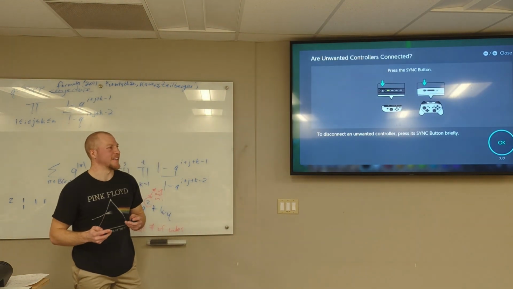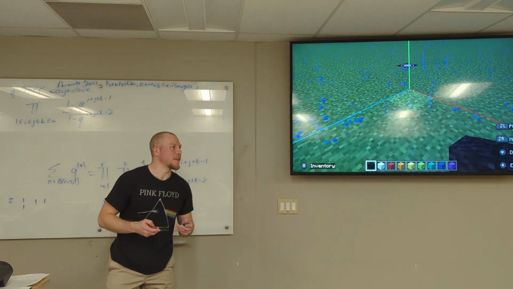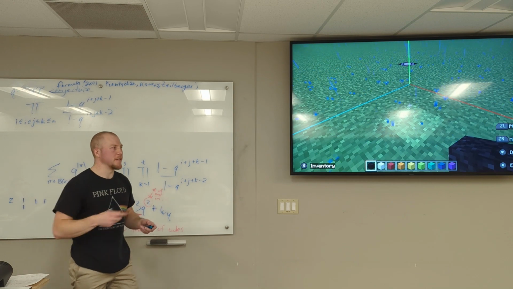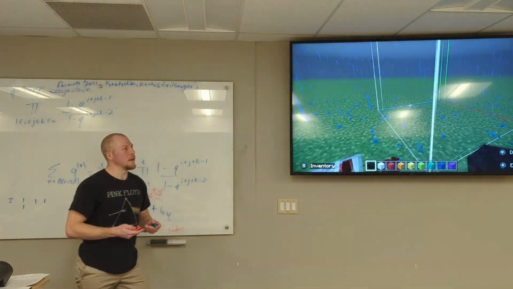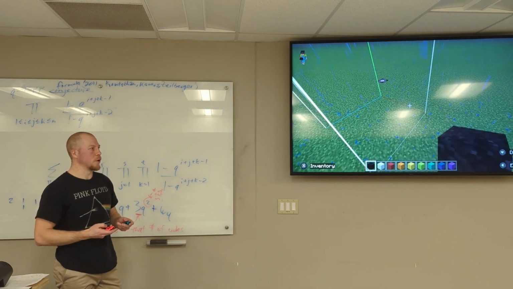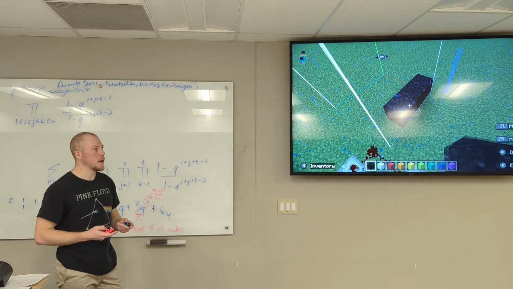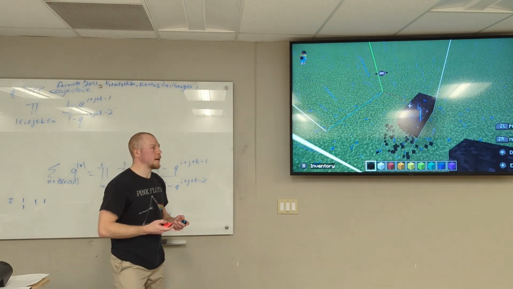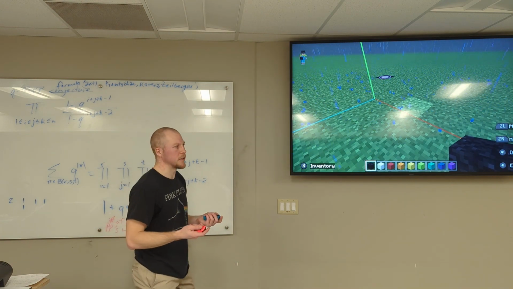I promise I checked this ahead of time. There we go. All right. I'm not claiming to be good at Minecraft or even capable of getting the thing to work, but here we are. So here I have a 4x4x4 box, right? See, it's 4 blocks long. And I just want to use this to start building some of these totally symmetric plane partitions.